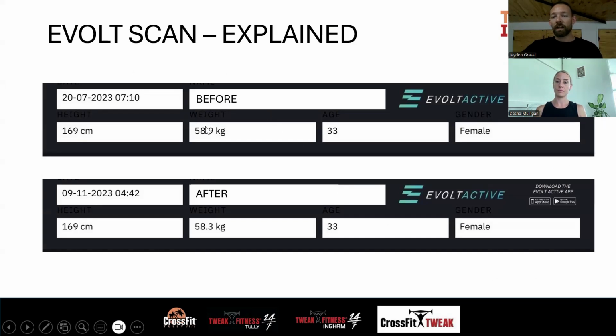Basically, what I've done here is sectioned out the very top of your Evolt scan result sheet. You can see in the top section where my cursor is. Dasha, can you see my cursor moving? Yeah, I can. Sweet. Okay, so we have a scan done on the 20th of July, and this is our before: a 169 centimeter, 58.9 kilo, 33-year-old female. And then our after scan is just down here.